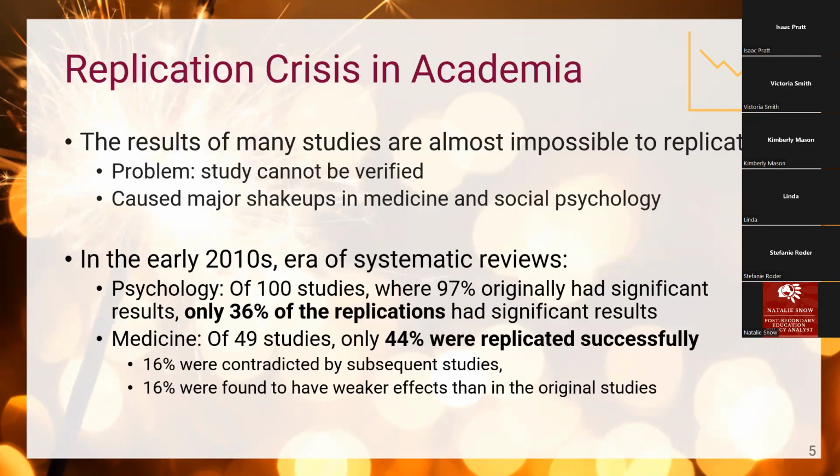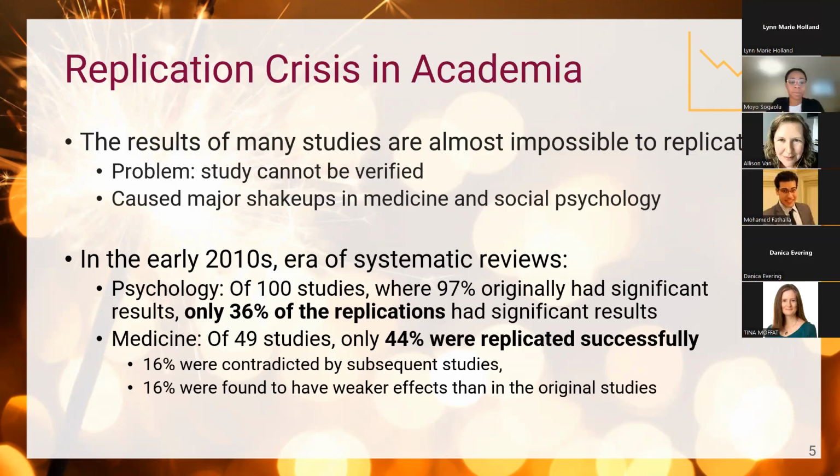Over the years, researchers have shown that the results of many studies are almost impossible to replicate or reproduce. And when they are, it's extremely hard. This is a big problem because if studies cannot be replicated, then they cannot be verified. And this is especially important for sciences. In the early 2010s, there were a series of reviews that were done showing low replication rates in academia, and this caused major shakeups in medicine and social psychology.